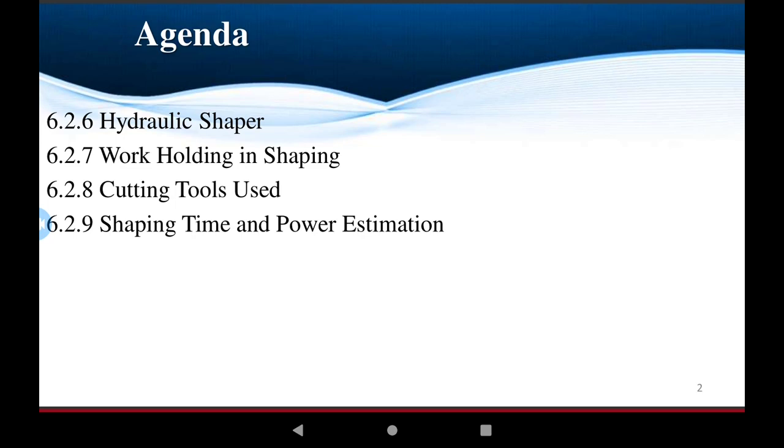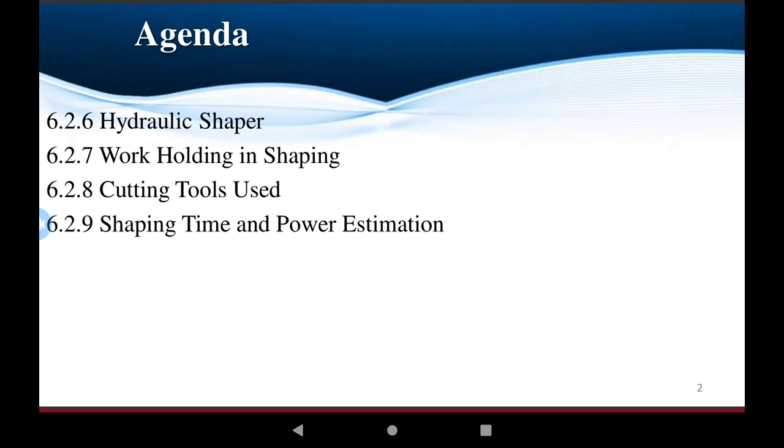Some of the devices are used for holding the jobs and other elements of the machines. Then, cutting tool use: the tools used in cutting to remove metal from the workpiece and complete it to meet customer needs and market demand.